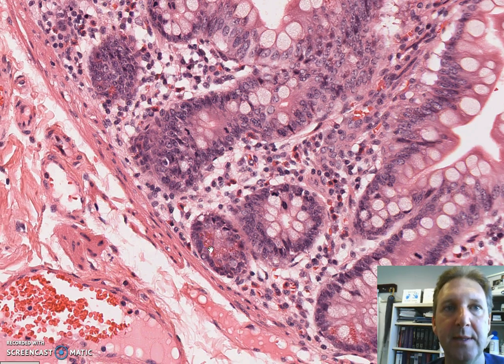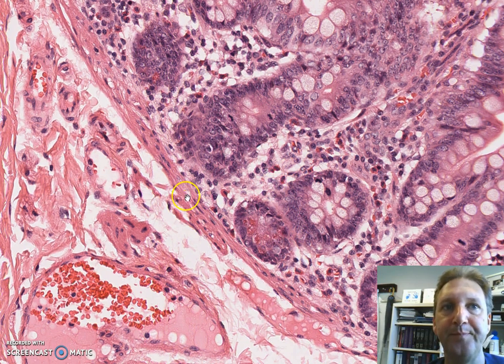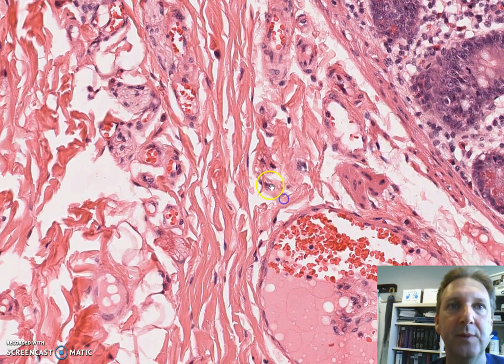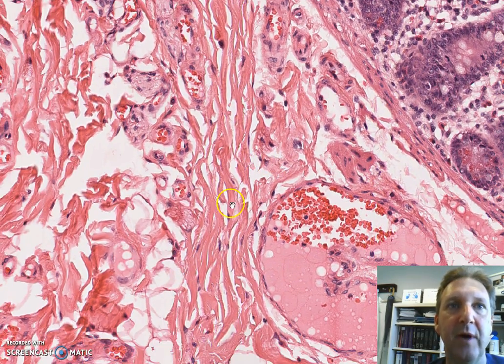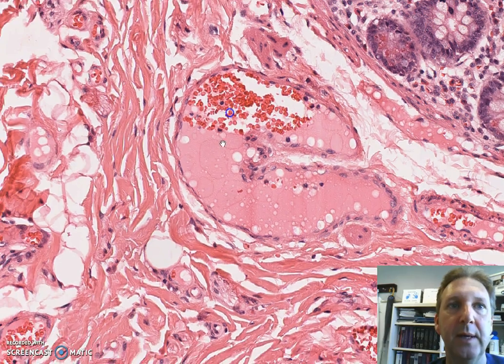Deep in the crypts you can see these cells that have these pink granules that correspond to the Paneth cells. Right underneath of the mucosa we have the muscularis mucosae, which is this thin line of smooth muscle, and right underneath of that we have the submucosa composed of this dense fibroconnective tissue with very prominent blood vessels. You can see the erythrocytes right here inside.